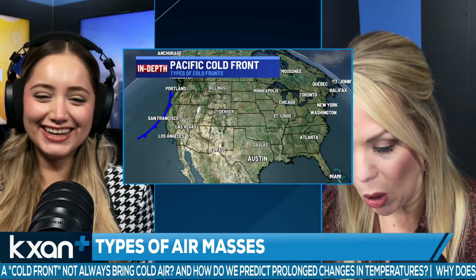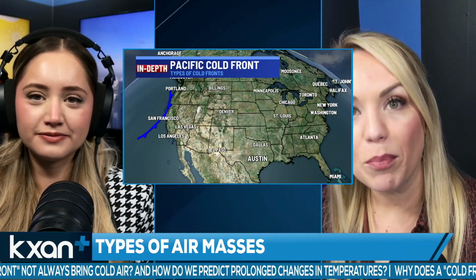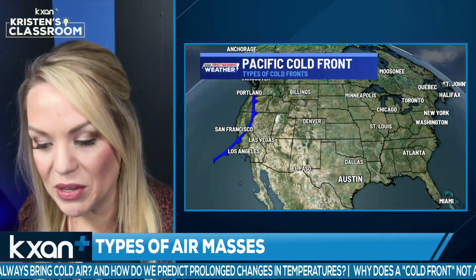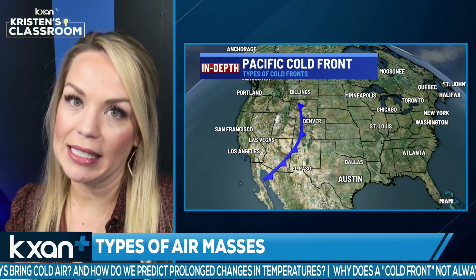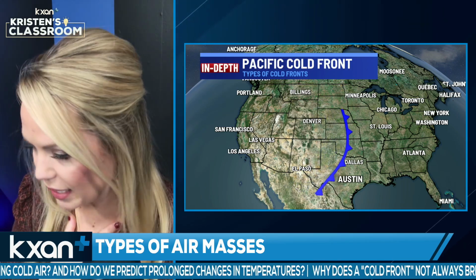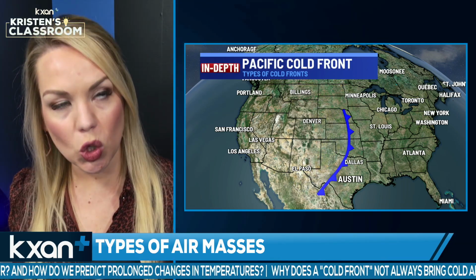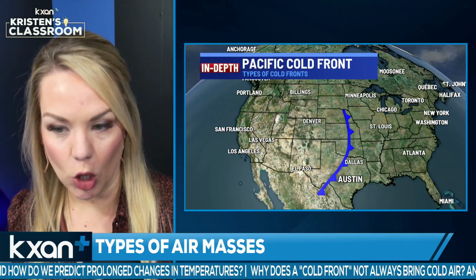So the Pacific cold front is exactly what you would think. It's a cold front that brings in an air blob, an air mass, from the Pacific. Now, these oftentimes are what we get here in Central Texas. We see this all the time. The one we've got this weekend is coming in off the Pacific, cooler, but not necessarily cold.